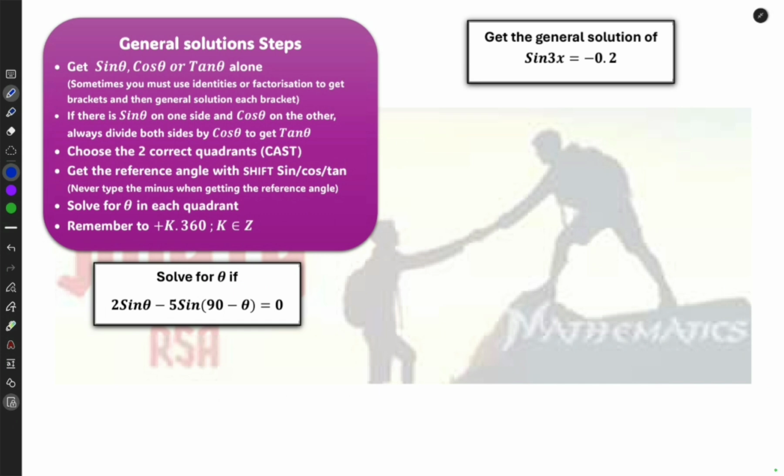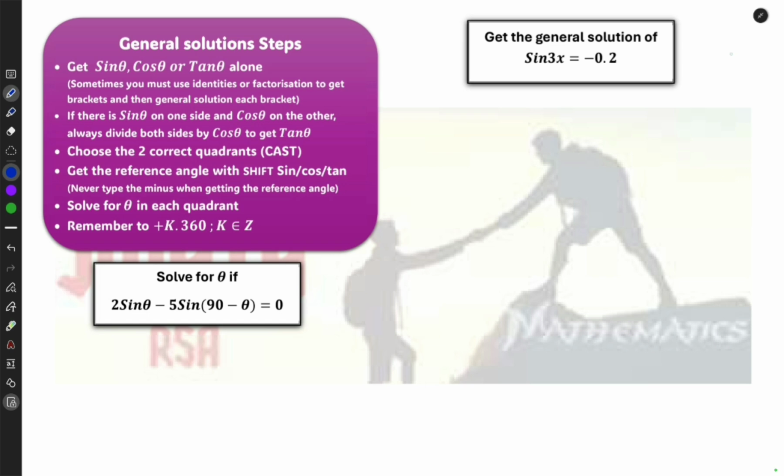Welcome to a video on general solution. So this is the last part of basic trigonometry. We learned reduction formulas, identities, those triangle sums, and now we're getting to general solution. There are many ways to do general solution, so I'm going to show you the quadrants and the reference angle method.